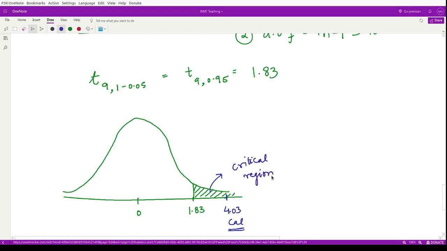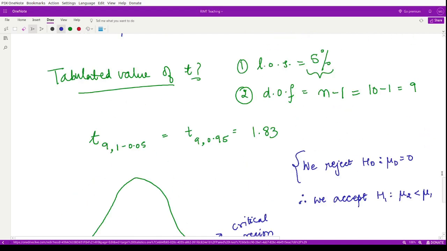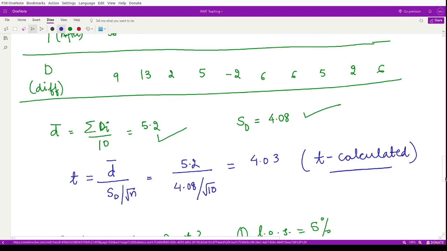So therefore we say that we reject the null hypothesis H naught, which was mu D is equal to 0. If you reject the null hypothesis, therefore we accept the alternative hypothesis, which says that mu 2 is less than mu 1. So therefore your alternative hypothesis states that the safety program is effective at 5% level of significance.